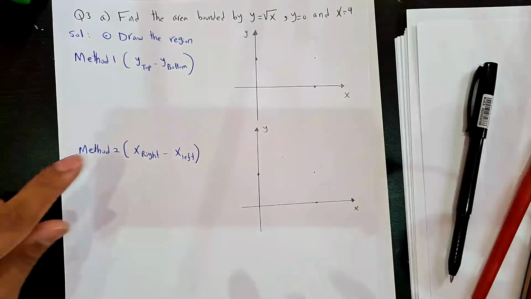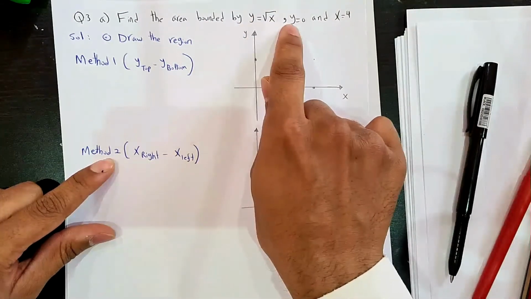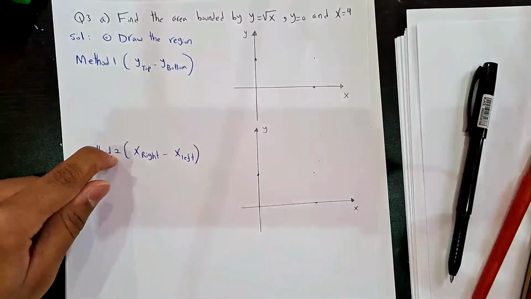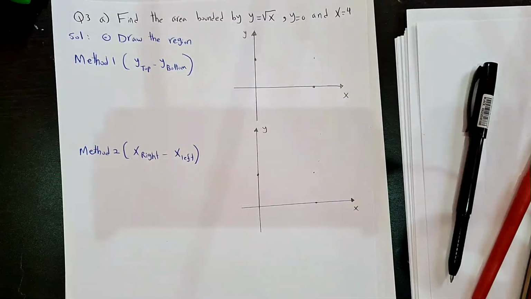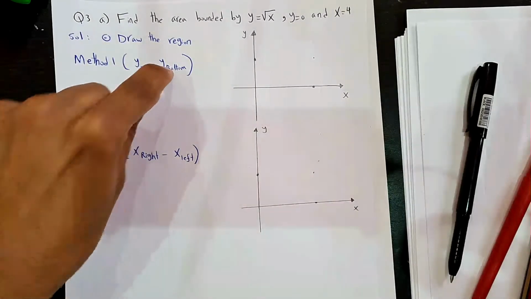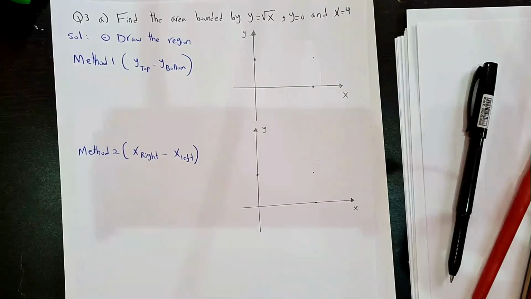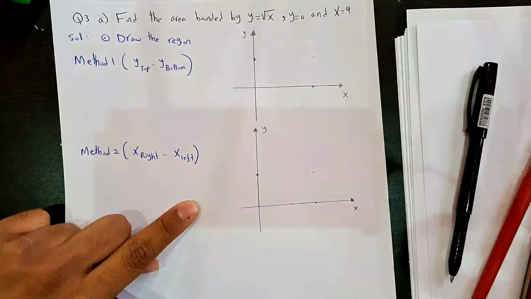Question 3. Find the area bounded by the curve y equal root x, y equal to 0 and x equal to 4. We will solve this question using method number 1, y top minus y bottom, and by method 2, which is x right minus x left. If you understand this question, then you understand the whole section. So please concentrate. First step, you need to draw the region.